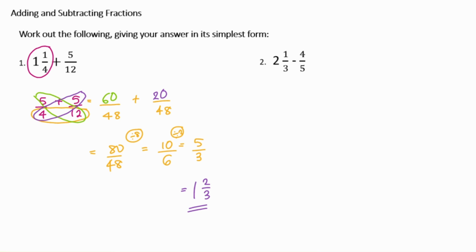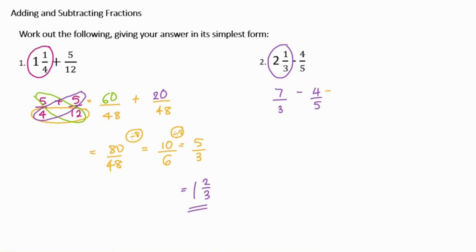For number 2, we've got 2 1/3 take away 4 over 5. So again, the first fraction is a mixed number, and in order to convert that into an improper fraction, we do 3 times 2, which is 6, add the 1, we get 7, and we keep the denominator 3, and we are doing minus 4 over 5.